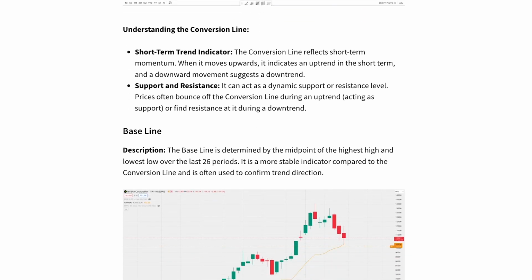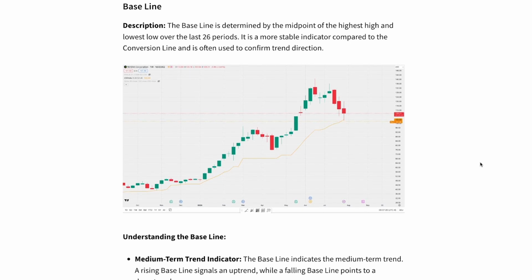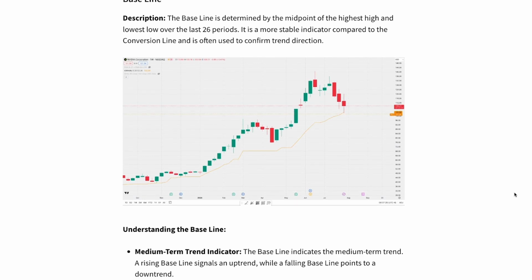So the next one is the baseline. On these charts, it's in orange, and it's sort of like the conversion line, but more of a medium-term trend indicator. It takes the highest point and the lowest point of the last 26 periods and finds a midpoint. So sort of like an average there. So it's more of a stable indicator compared to the conversion line. It's often used to, again, confirm the trend direction. So if price action is above the baseline, then that is a bullish trend. And if prices are below the baseline, then that can be a bearish trend.